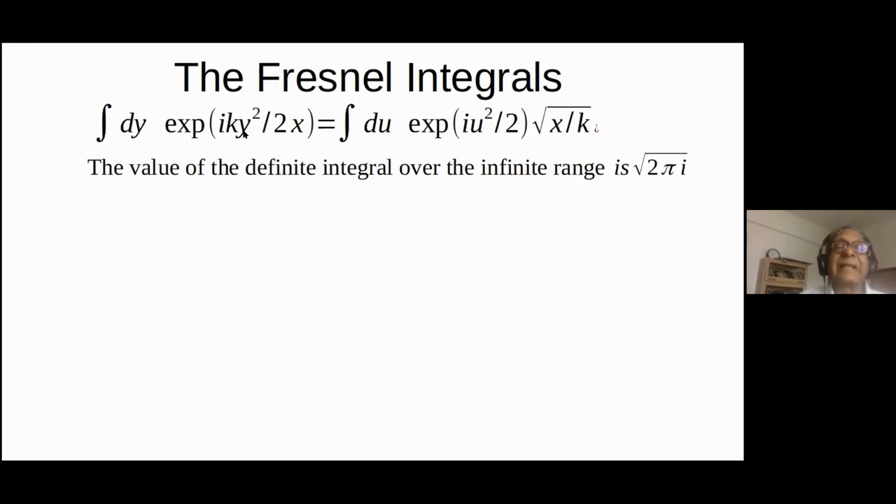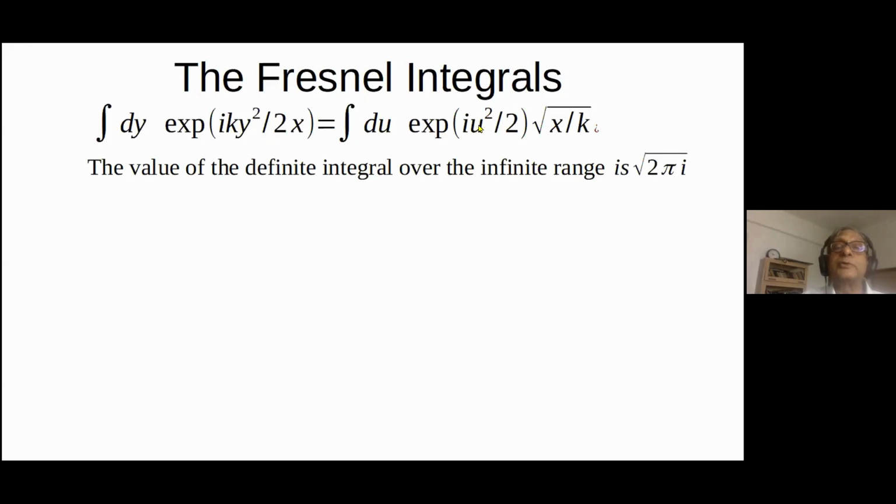Now, if you take it over the infinite range, of course, this integral has some parameters like k and x, but you can easily get rid of them. You define a variable u, where u squared is k y squared by x. So u is the root of k by x into y.